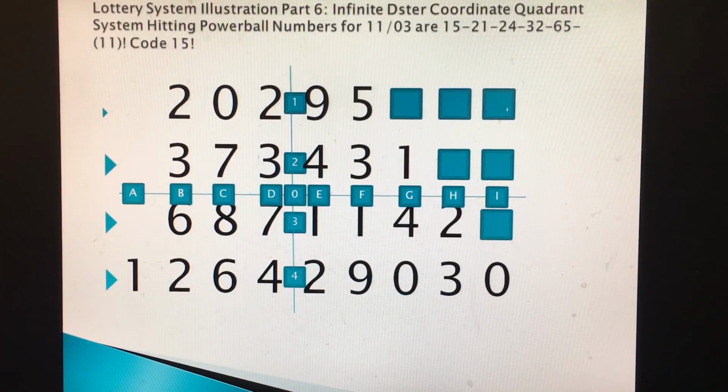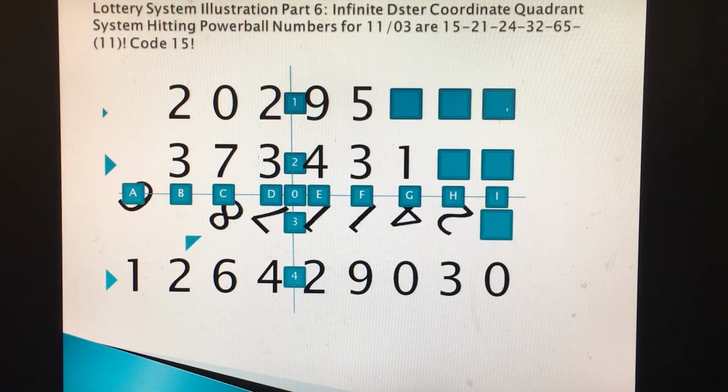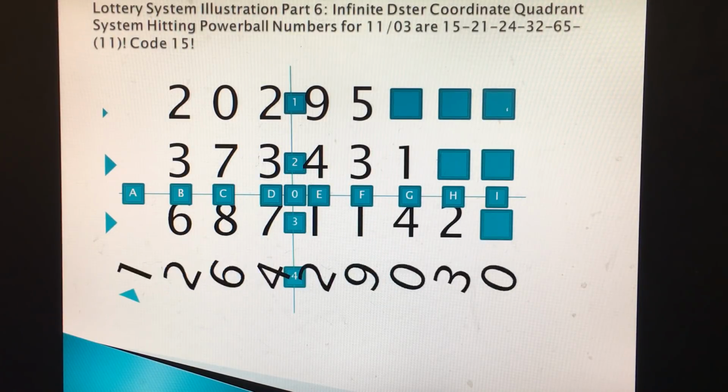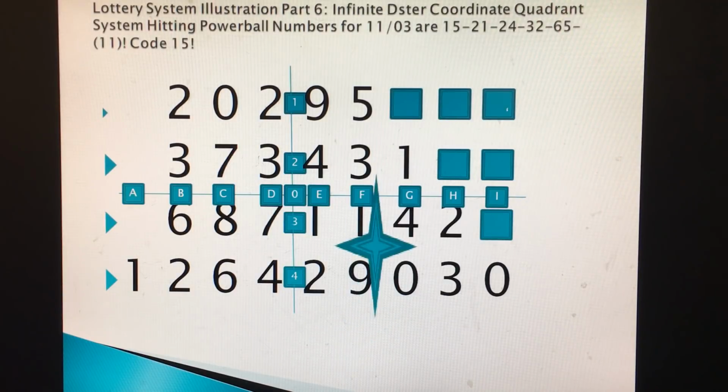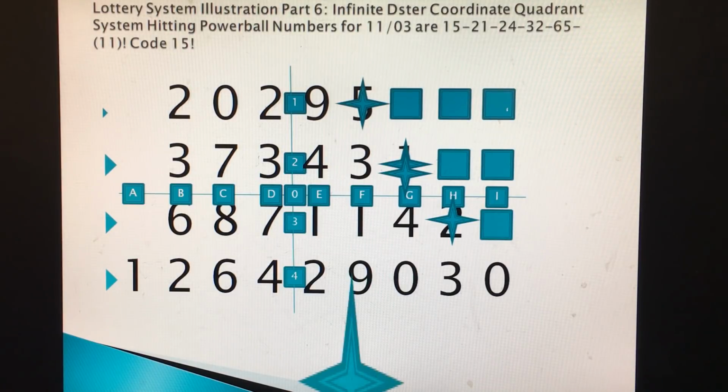And as you can see, where the hitting numbers are in the Dster quadrant system, now the first number 15 would be in quadrant 2. 21 will be in quadrant 2 and 4. 24 will be in quadrant 4. 32 is in quadrant 4.